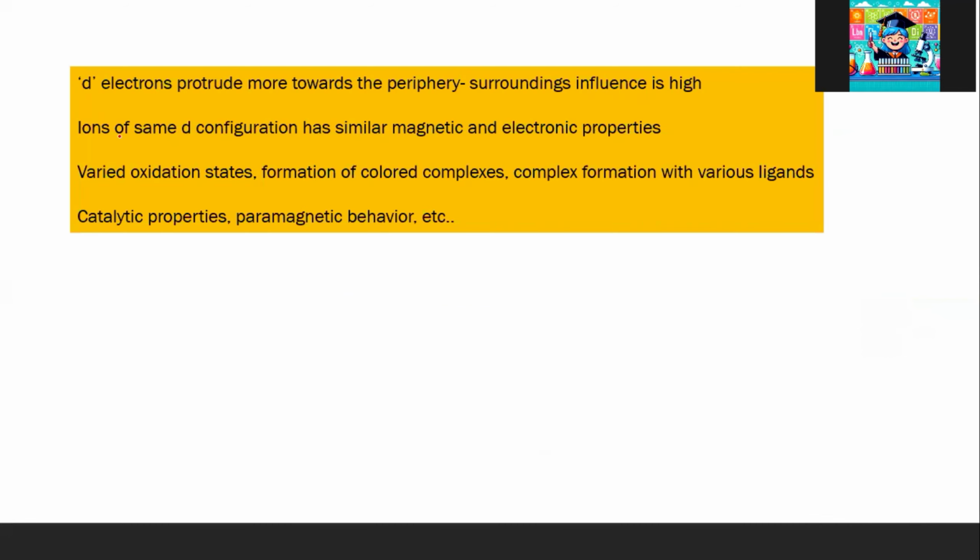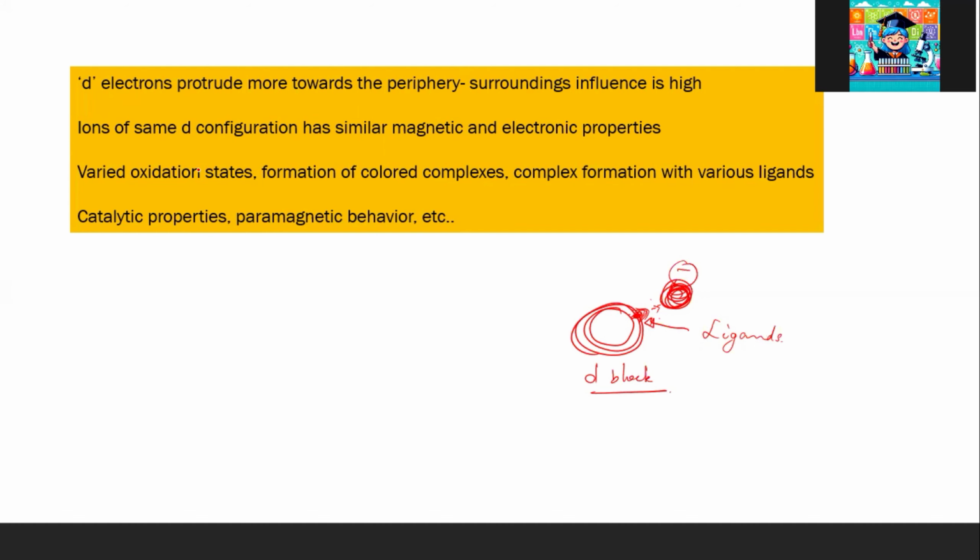And because d electrons are more towards the periphery of the atom, because of the diffuse shape of d orbitals, even if it is in the penultimate level, their shape will be like that. They are protruding towards the outside of the atom. So if there is a negative ion here, this will have a greater impact on the surroundings. Other than that, ligands or some other groups of atoms can have a greater effect on these d block elements also because of the nature of d electrons.